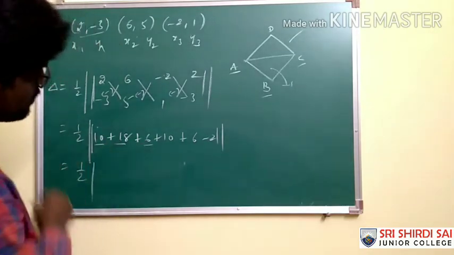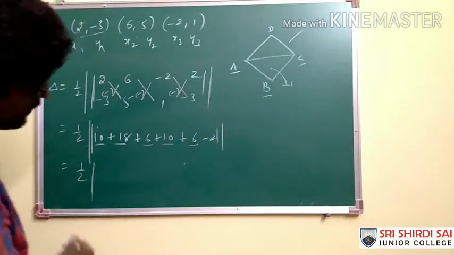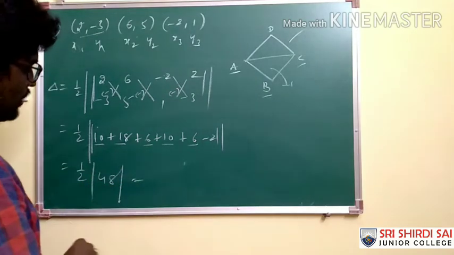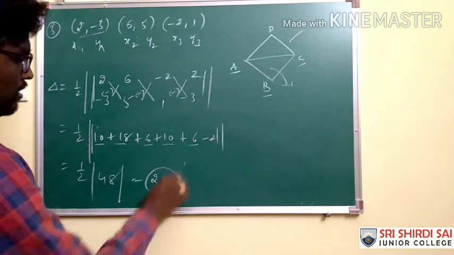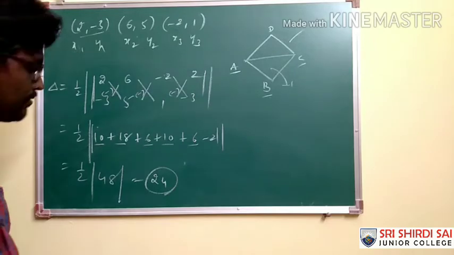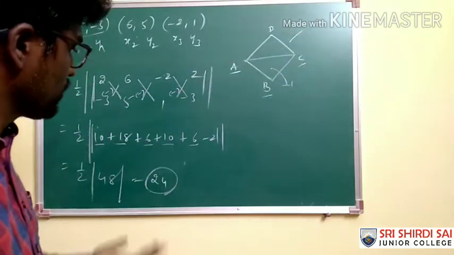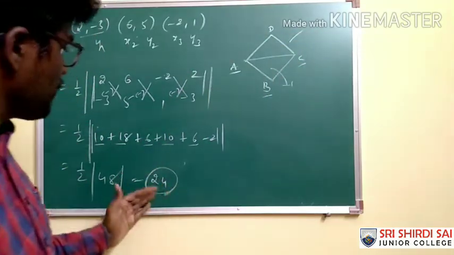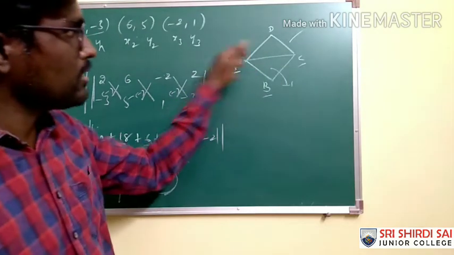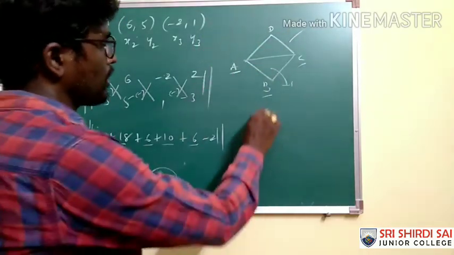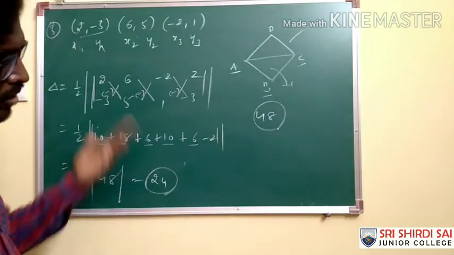28 plus 6, 34 plus 10, 44 plus 6, 50 minus 2, 48. Means here we have area of the triangle as half mod 48, that is 24. Okay. Now we are asking the area of the entire rhombus. Therefore 24 times 2, that is 24 plus 24. So area of the triangle ABC is 24. Therefore the entire area is going to be 48 square units. If the given options are 24, 36, 18, 48, so our option is D.